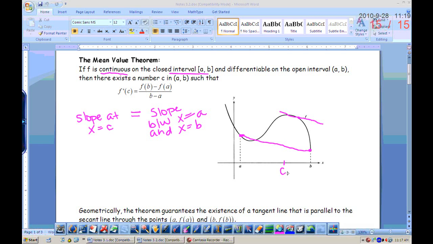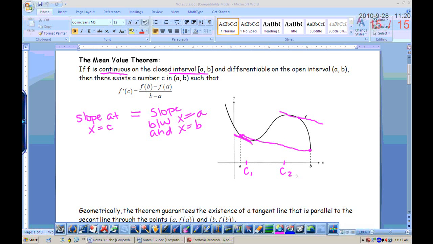Wait, I don't understand why the lines up there are really. You're always guaranteed one value. There is another value of c right here. Okay. So we'll call those C1 and C2. You're guaranteed at least one value of C. You could have more.